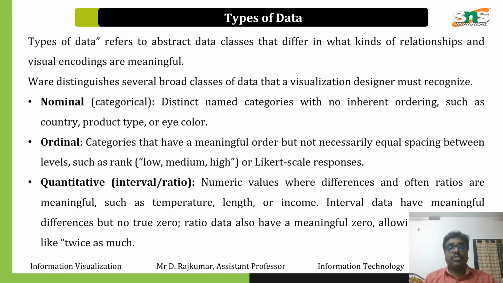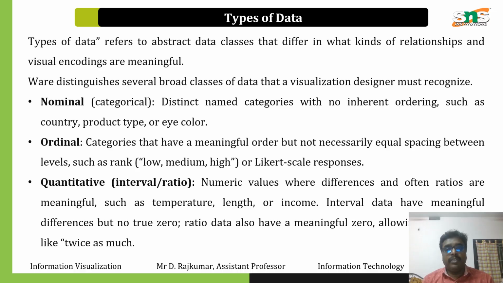Types of data refers to the abstract classes that differ in what kind of relationships and visual encodings are meaningful. So we are going to provide data. If you have different formats of data, you can take an Excel file, a Word file, an audio, a video, and sometimes images. So we will be having different kinds of data, and we need to categorize them into some classes so that they can be processed and taken into the visualization process.